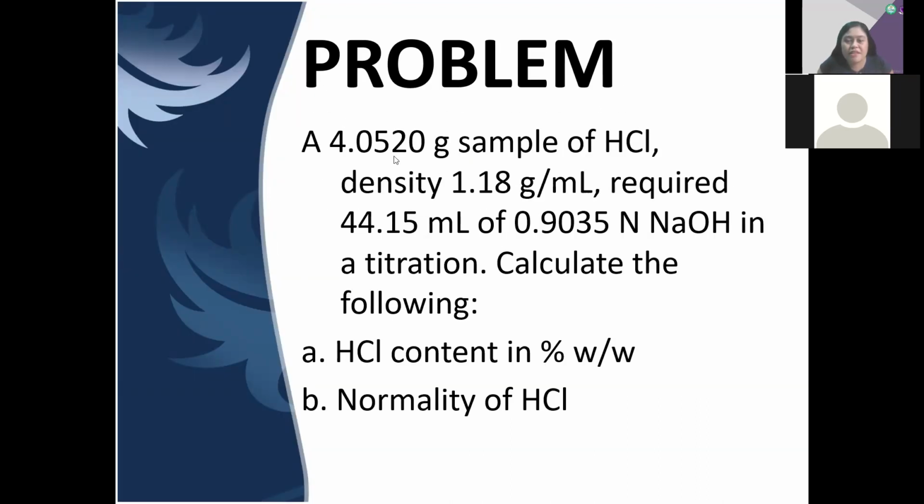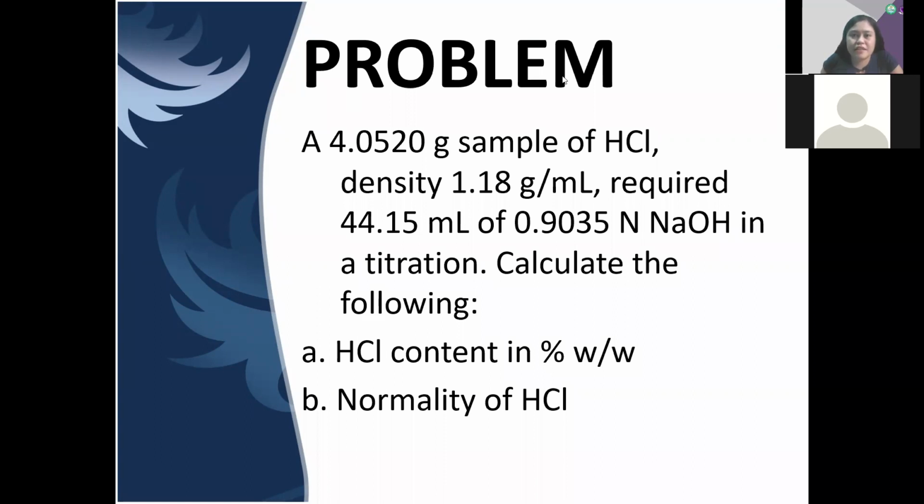Your assignment is this one. A 4.0520 gram sample of hydrochloric acid whose density is 1.18 grams per ml required 44.15 ml of 0.9035 normal sodium hydroxide in a titration. So calculate the following. First, hydrochloric acid content in percent weight per weight. So we are talking about percent purity here.